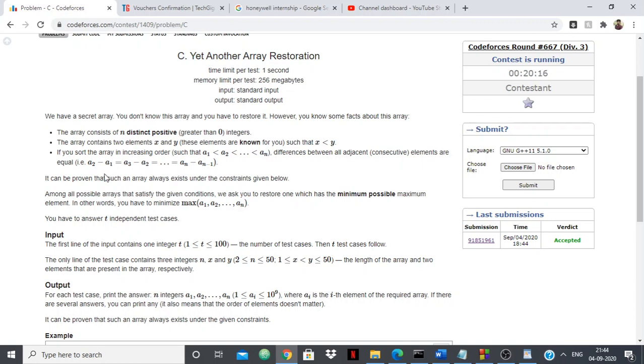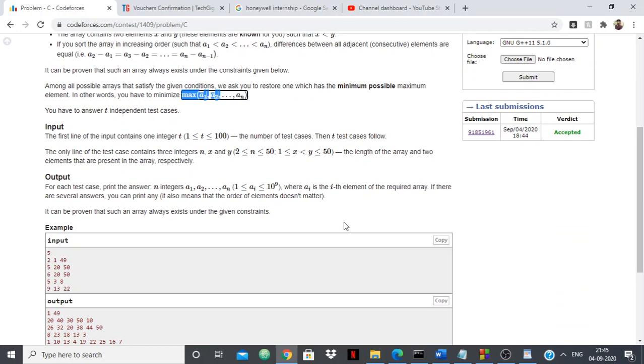And one more thing is there, among all the possible options, we have to restore the one which has the minimum possible maximum element. What does that mean? That means that we have to minimize the max of a1, a2, ..., an, meaning we want to minimize the maximum value in the array. Okay, so let's look at some examples.